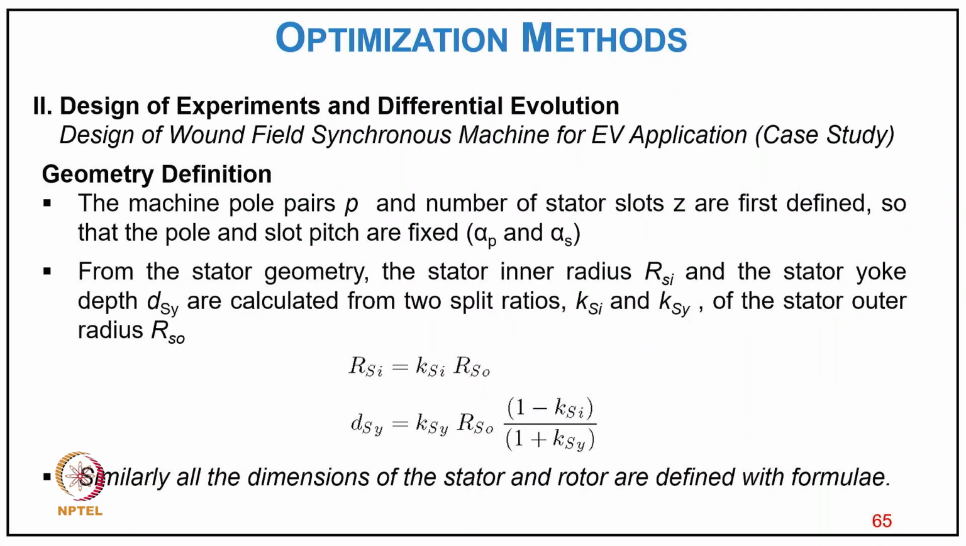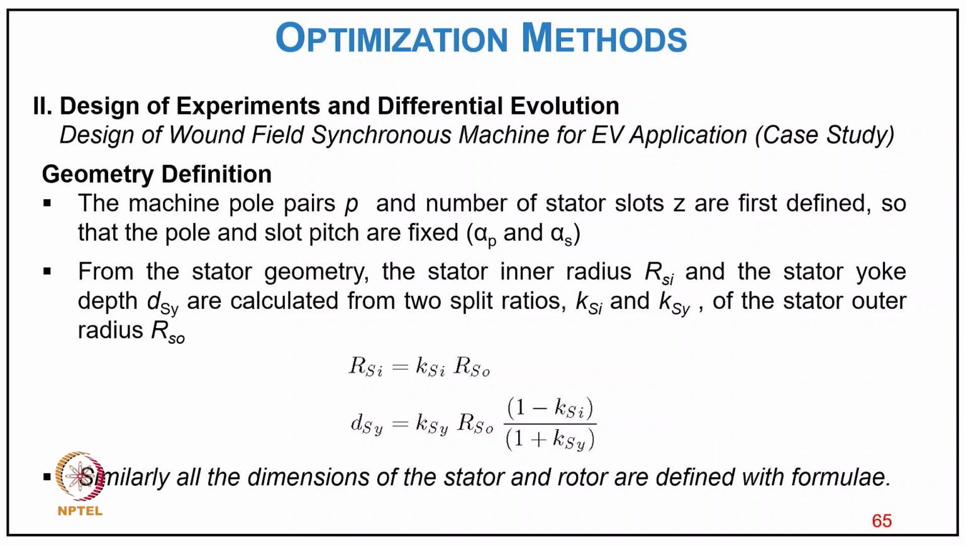So for the geometric definition, the machine pole pairs P and the number of stator slots Z are defined so that the pole and slots are fixed, alpha P and alpha S. From the stator geometry, the stator inner radius RSI and the stator yoke depth DSY are calculated from the two split ratios KSI and KSY of the stator outer radius RSO. So RSI equals KSI times RSO, and DSY equals KSY times RSO multiplied by 1 minus KSI divided by 1 plus KSI.